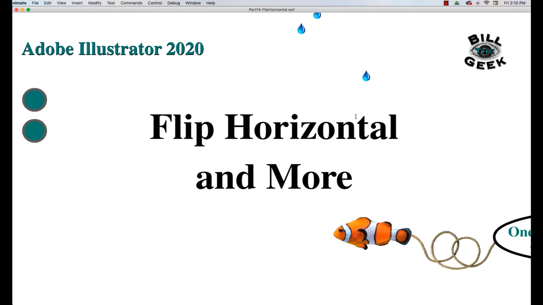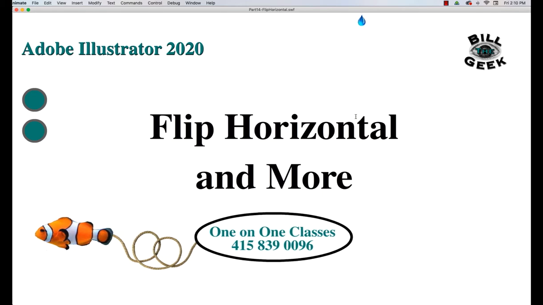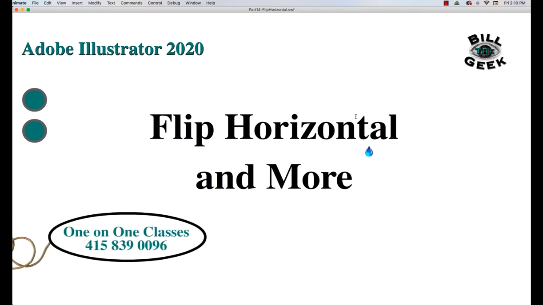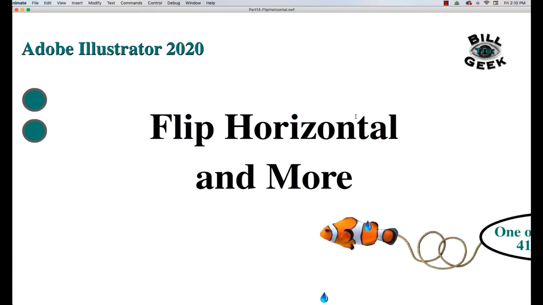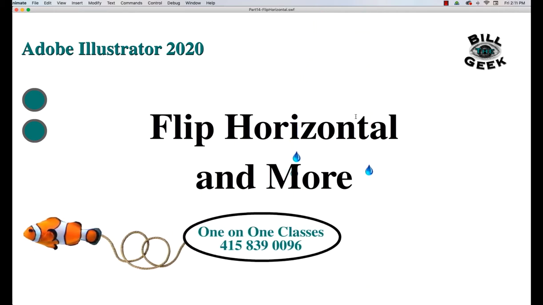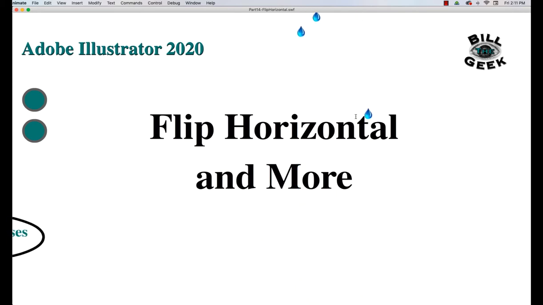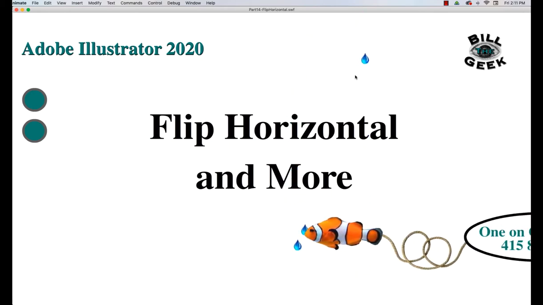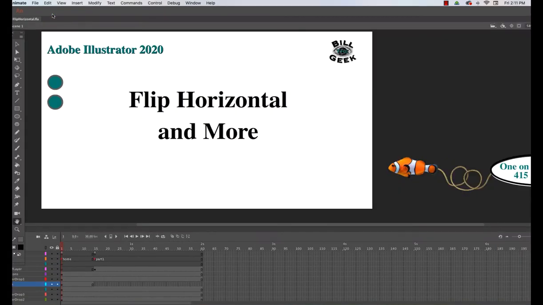Now we're going to use Adobe Illustrator to flip horizontal and a bit more. Flip horizontal is usually pretty straightforward in any application. You click on an object, you go to some menu, you say flip horizontal, it flips horizontal. But Illustrator doesn't work like that. It's weird, and they have other tools that work in a similar fashion to the flip horizontal tool, which is not even called the flip horizontal tool. So let's go into Illustrator and make this work.